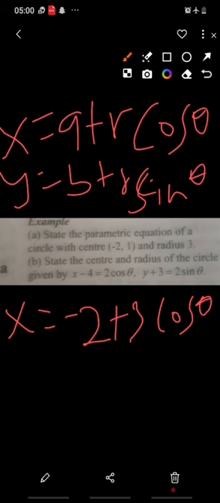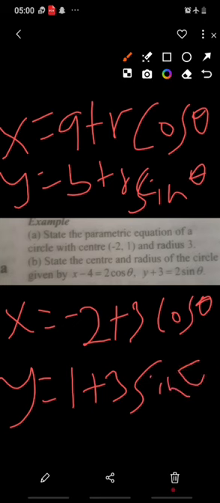And then also we have the parametric equation on the y-axis, which is y equal to 1 plus 3 sine theta. So here b corresponds to 1, and the radius is 3. So that's very simple. It is an objective question, but sometimes as part of the subsections of a main question on an exam, they can introduce this as well. So take note.